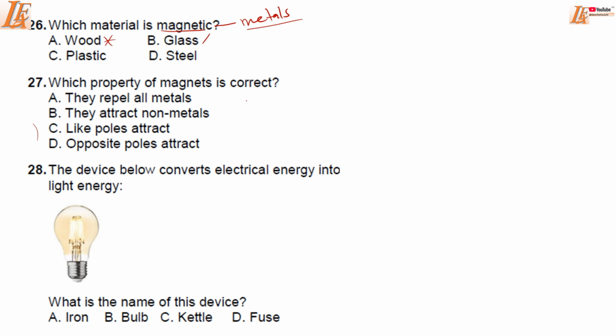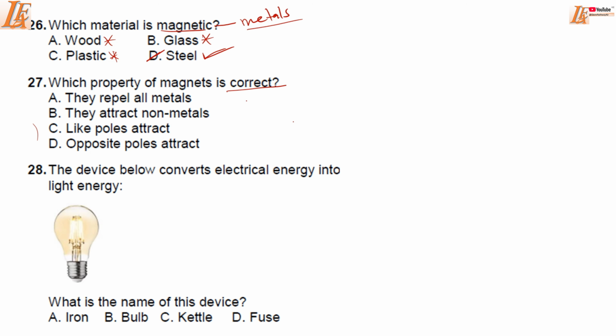B, glass. Glass is a non-metal. It can never be magnetic. C, plastic. Plastic is a non-metal. It can never be magnetic. Then finally D, steel. Steel is a metal, so it's a magnetic material. Then question 27, which property of magnets is correct?